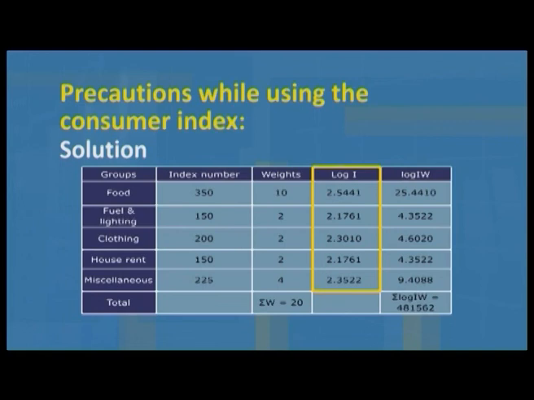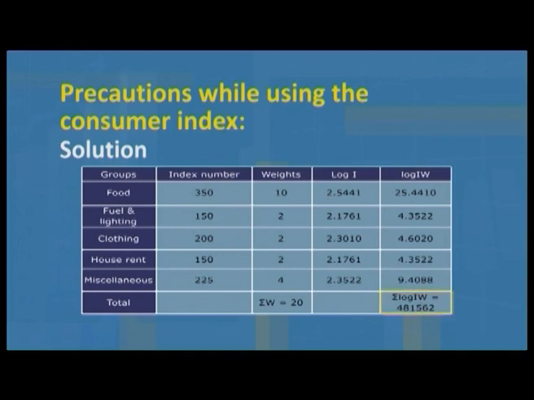Now, let us take the log of the index numbers, which are 2.5441, 2.1761, 2.3010, 2.1761 and 2.3522 in the fourth column. Now, multiplying it with the weights, we will get log IW, which is equal to 25.4410, 4.3522, 4.6020, 4.3522 and 9.4088.